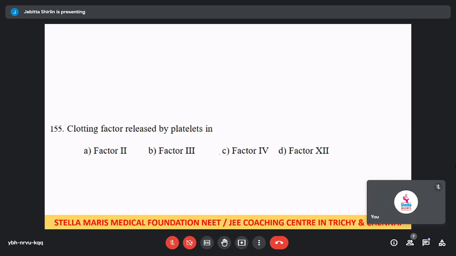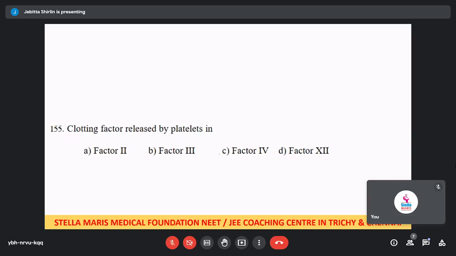Neha, Saranya? Ma'am, factor 12. Yes, factor 12. Saranya says option C. Anybody else with a different answer? Factor 12. So how many of you go with factor 12? Okay. So factor 12 is associated with blood clotting.